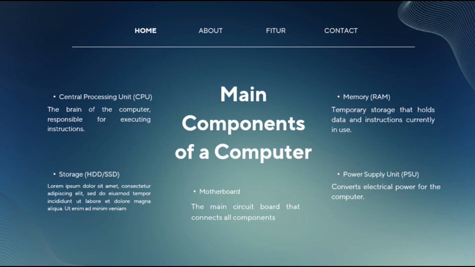Here are some main components of computer, like CPU, Central Processing Unit. CPU is the brain of computer responsible for executing instructions. RAM, a temporary storage that holds data and instructions currently in use. Motherboard, the main circuit board that connects all components of computer. PSU, power supply unit, converts electrical power for computer.